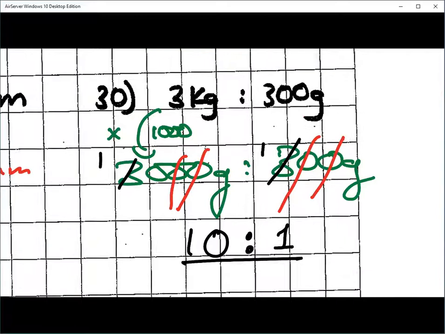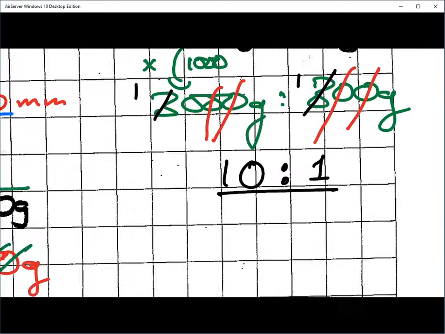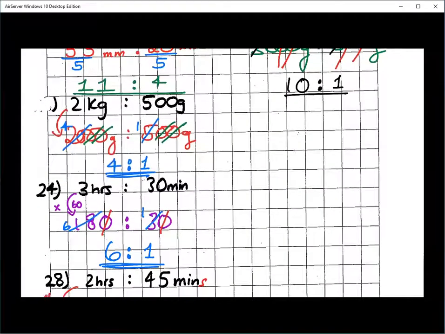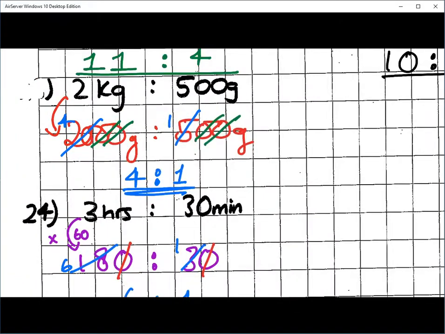3 kilograms to 300 grams, that was 3,000 grams to 300 grams. Cancel, divide by 10, divide by 10 again. That's the same as dividing by 100, Aisha. So we're left with 10:1. If you divide by 10 twice, it's the same as dividing by 100. Next one, 2 kilograms is 2,000 grams, you times it by 1,000. I forgot to write it in. And then you cancel, divide by 100 on both sides. Then you divide by 5 on both sides, and that gives you 4:1.